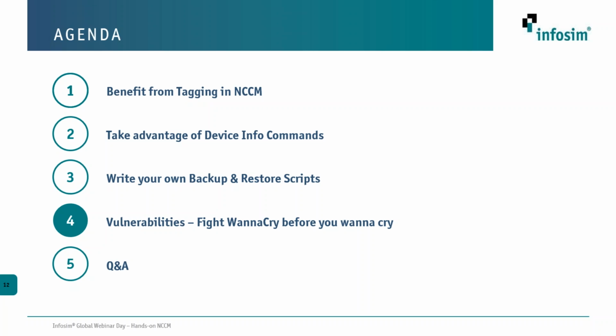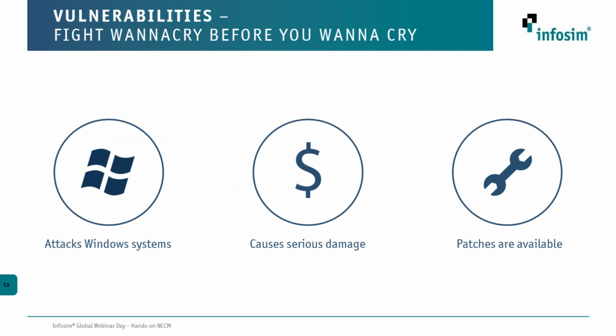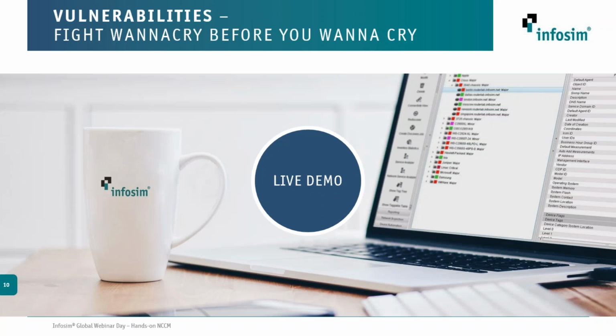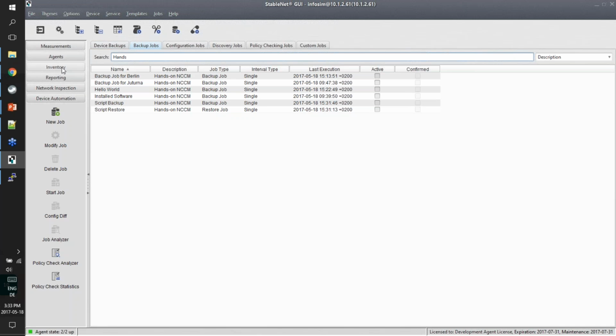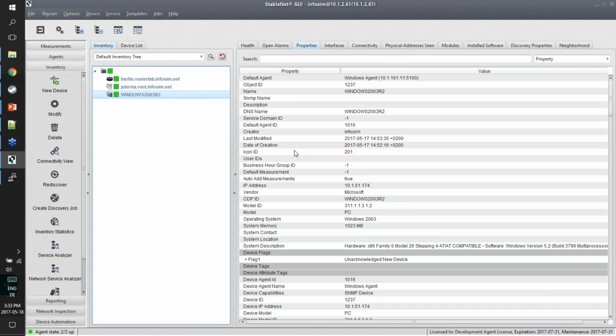And for everybody who wants to stay, we will now talk about the WannaCry virus, which has raised considerable attention during the last week. And what we want to do is check if there are vulnerable devices in our network. So the WannaCry virus attacks Windows systems and it causes serious damage. The good thing though is that there are patches available. So what we have to do is find out the devices that do not have the respective security patches by Microsoft installed. So that's the task that we want to achieve, and in the next and final live demo I want to show you how you can do this. So I've prepared a Windows 2003 server for you which is vulnerable.